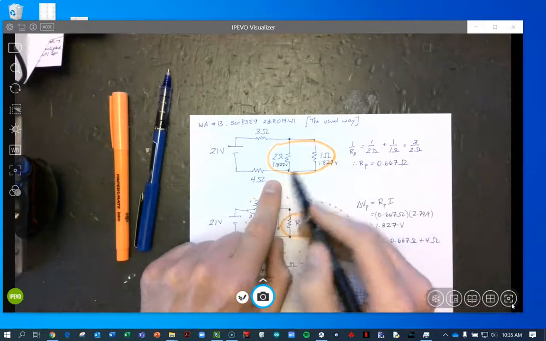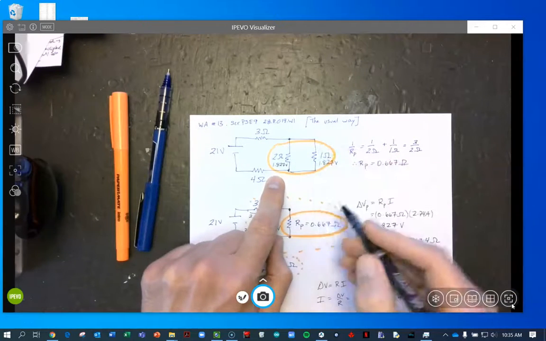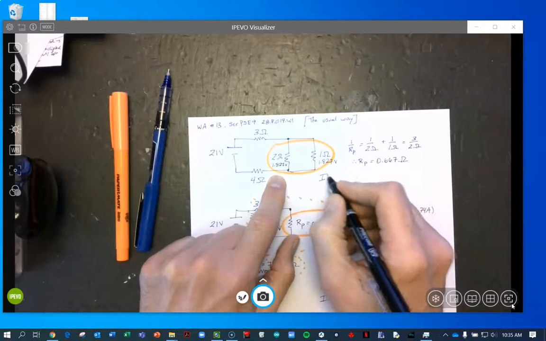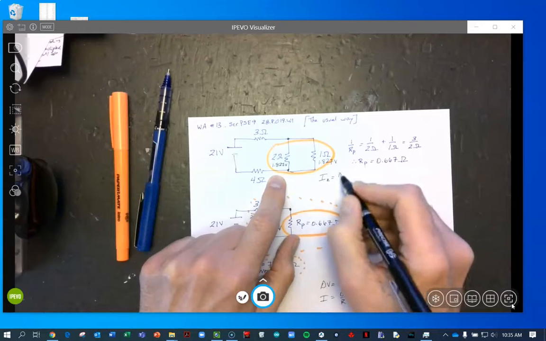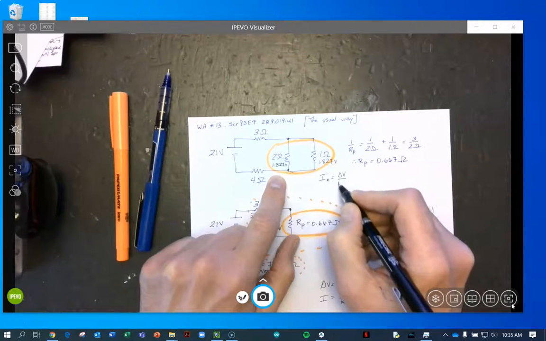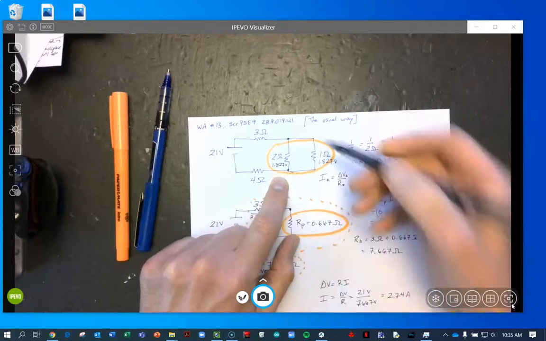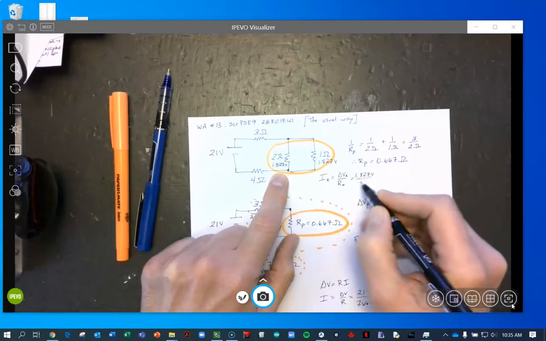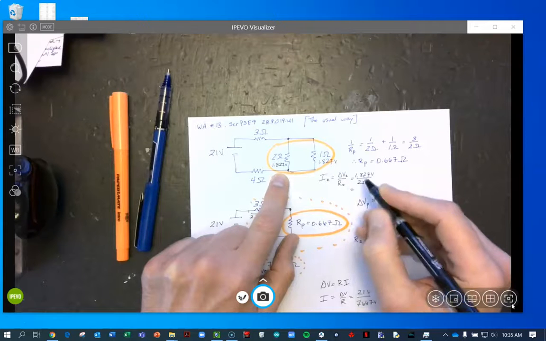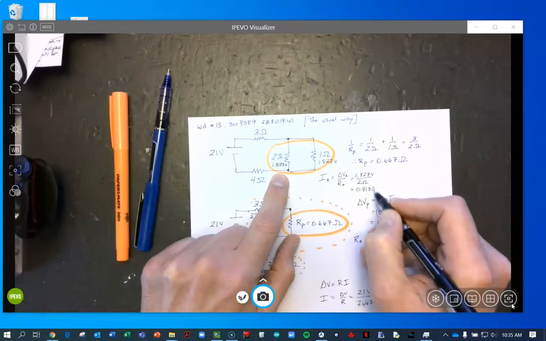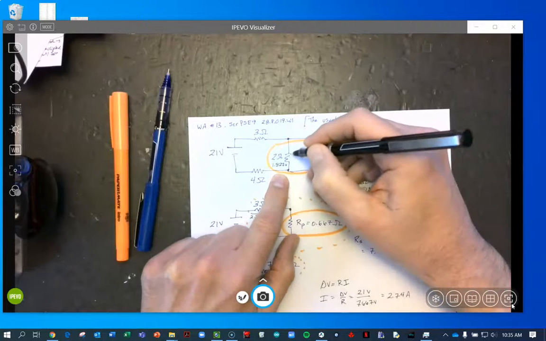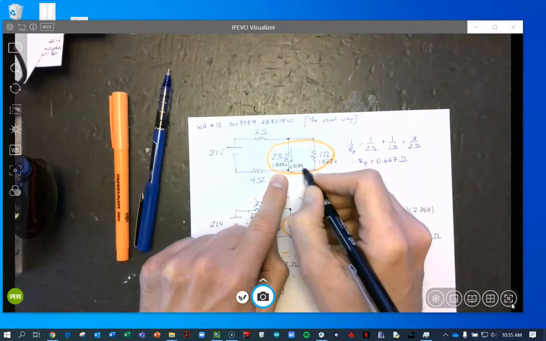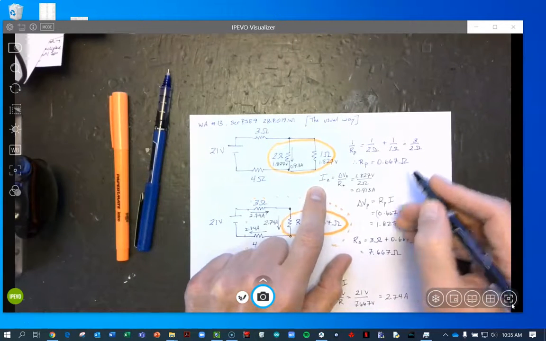So what do we not know about this? Of course, we don't know what the current is through each one. If we do a little calculation, I2 is delta V over R2. The voltage drop across that is 1.827 volts divided by 2 ohms, and we see that that's going to be 0.913 amps. So going through this resistor is a current of 0.913 amps.